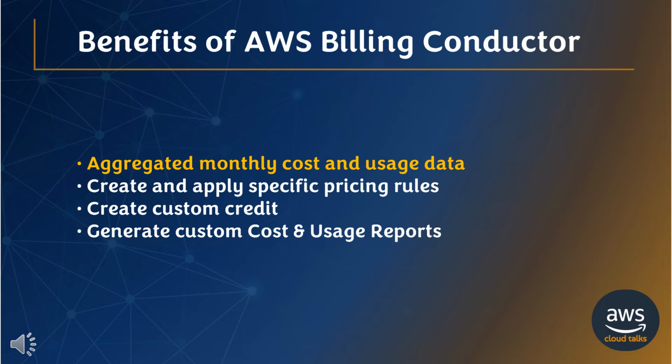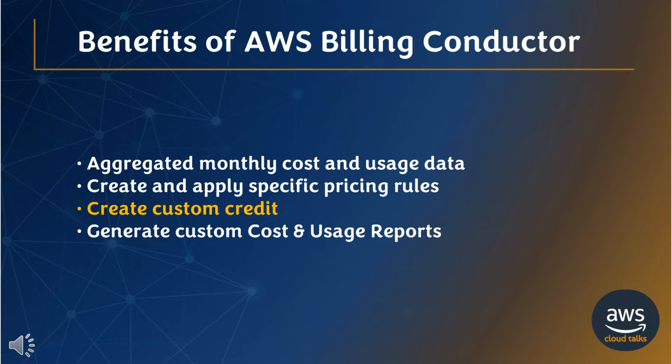Aggregated monthly cost and usage data. You can assign accounts to a billing group to give you and your primary accounts an aggregated view of monthly cost and usage data. Create and apply specific pricing rules. You can create global billing entity, service, and SKU-specific pricing rules which apply to matching uses and can be assigned to your billing groups.